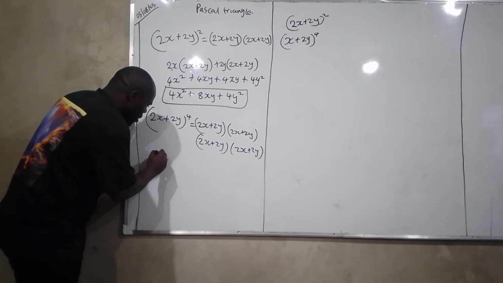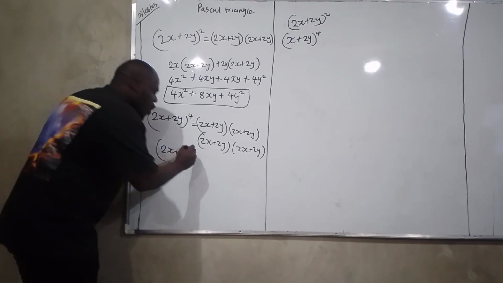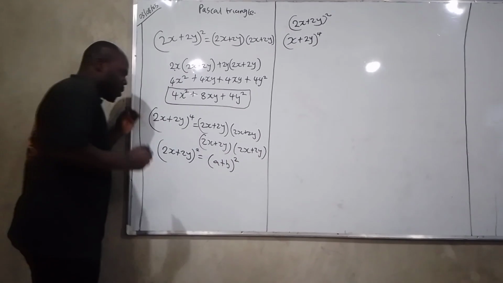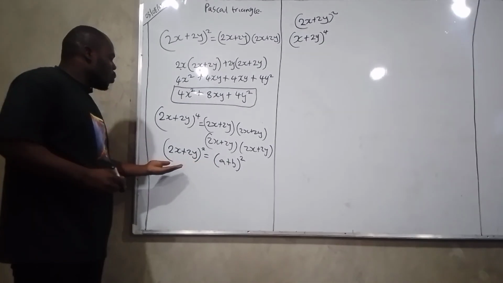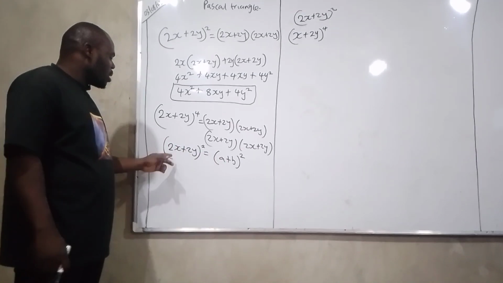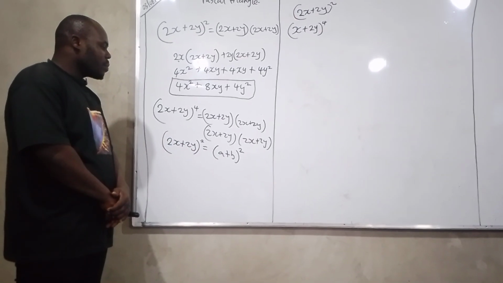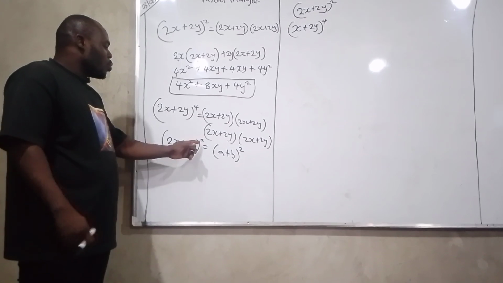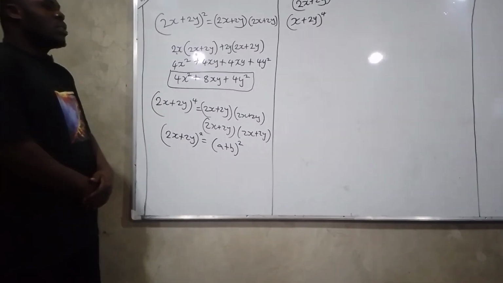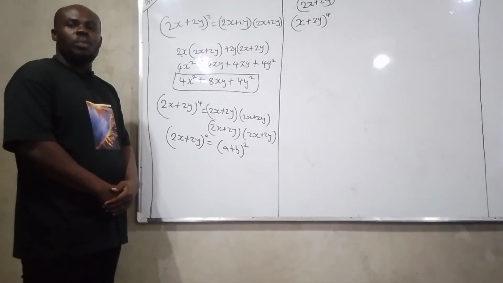Now, take a look at this: (2x + 2y) squared, and (a + b) squared. Look at this. You can lay these together. When you lay them together, you see that your a in this case refers to your 2x, and your b refers to your 2y. In other words, the highest power is 2, the same thing as here. So, Pascal Triangle can help us do this expansion in a simpler manner.